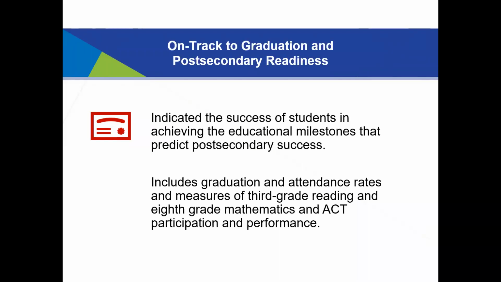Third part of the Wisconsin accountability system is on track to graduation and post-secondary readiness. Those indicate the success of students in achieving the educational milestones that predict success. And here they include graduation and attendance rates and measures of third grade reading and eighth grade math and ACT participation. And back to graduation and post-secondary readiness is a critical measure for you to be thinking around goal setting.